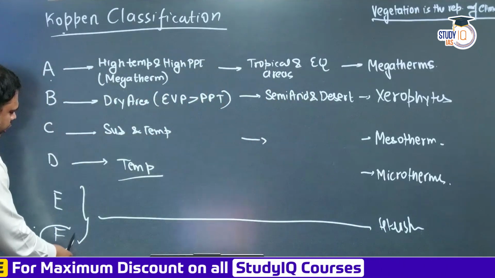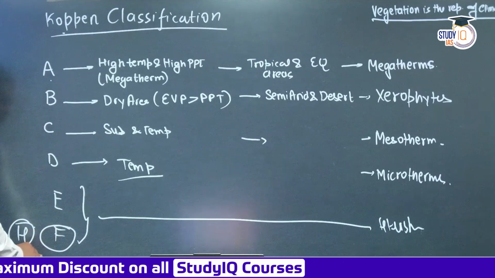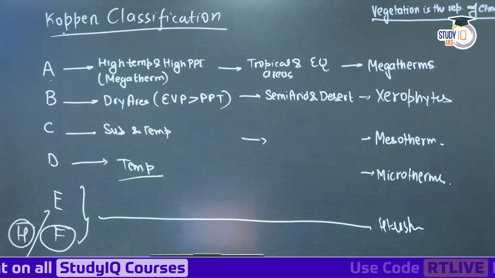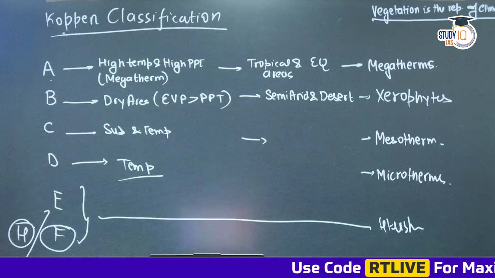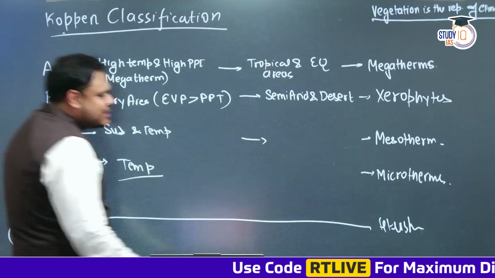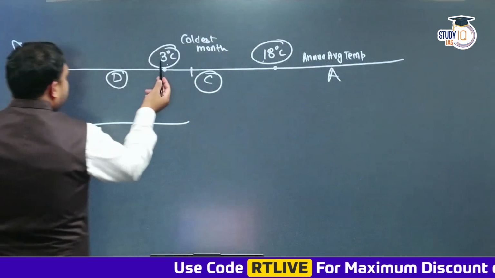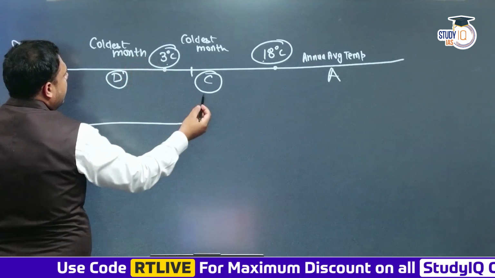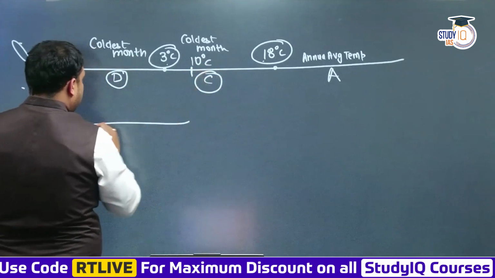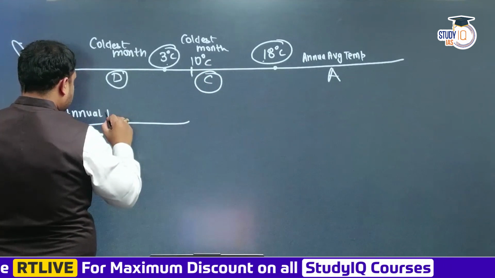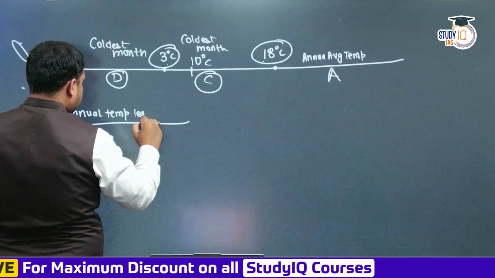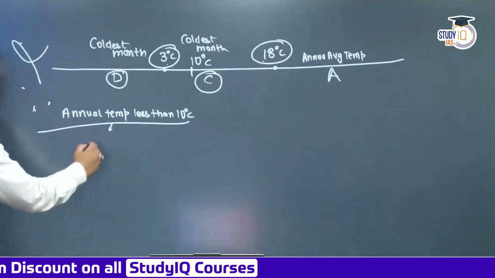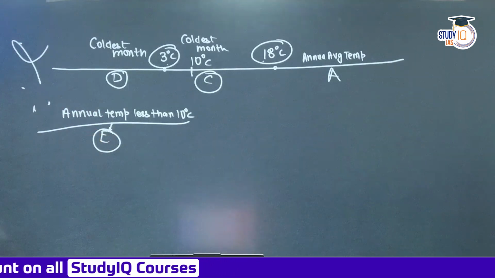Now, this is not given in your NCERT. H is given, but the explanation of H is probably not given, the description is not given well. Fine. So just remember, H is cold due to elevation. Getting my point? This timeline is perfect that I have given you. If it is below 3 degrees in the coldest month, then it is what? D. And if the annual temperature is below 10, it is E. Fine. So there should be no confusion.